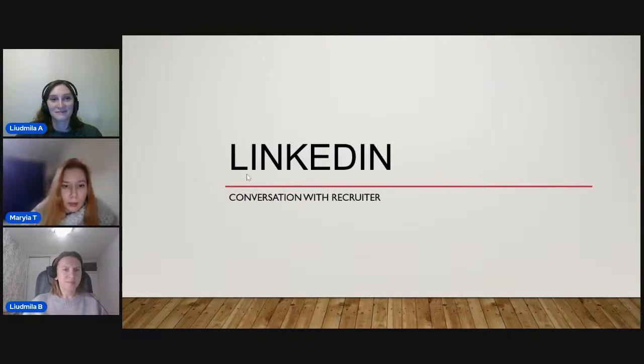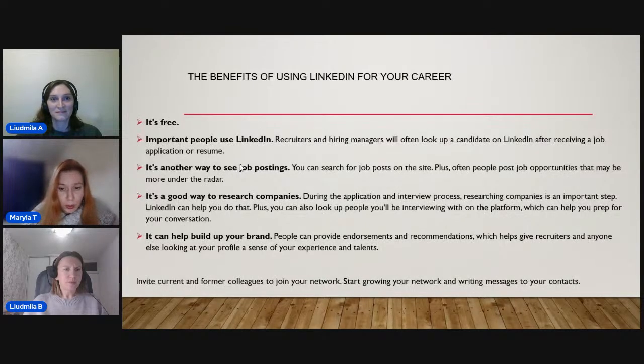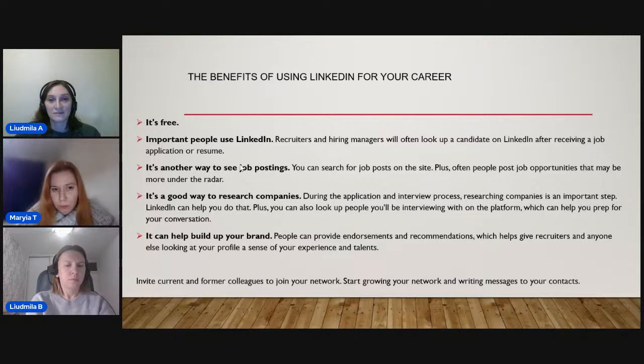And let me switch to another slide. Let's have a look at some benefits of using this tool. Of course, first, maybe the very important point, is that this tool is free for you. You may create your profile there and fill in all the information. Also, you may mark that you are, for example, in search of a new job, new position, and so on. Then, all important people use LinkedIn. Recruiters and hiring managers always use it to look through your profile.